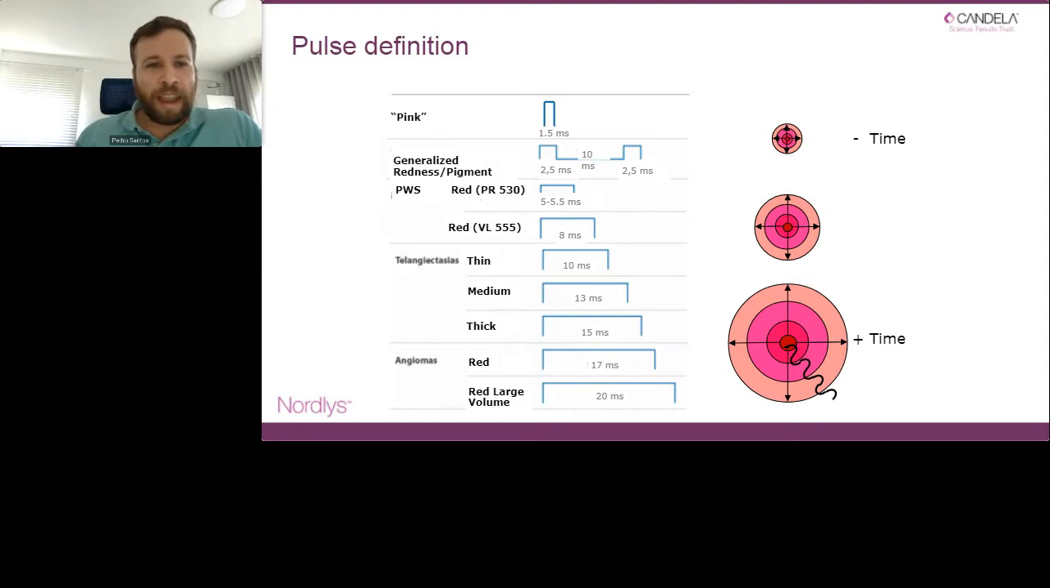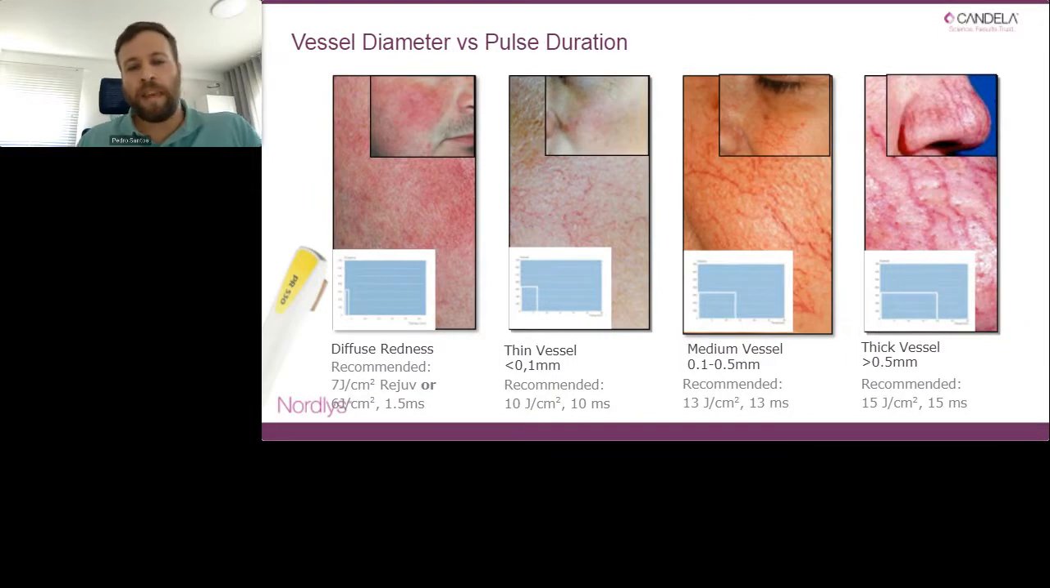I will not spend long talking about the thermal relaxation time and the pulse definition because Daniel already covered it. Basically, what I want to discuss with you is the concept of a square pulse. Because treating vessels, if we have a thin vessel, a 10 square pulse, that means using 10 joules and 10 milliseconds, is what is advisable for a thin vessel.